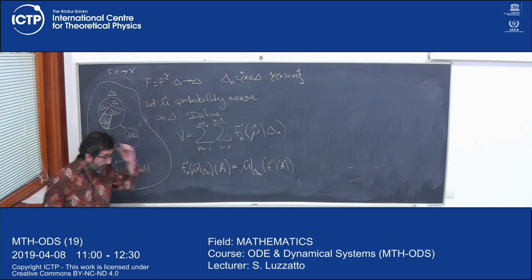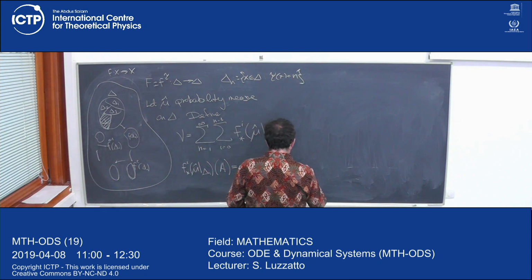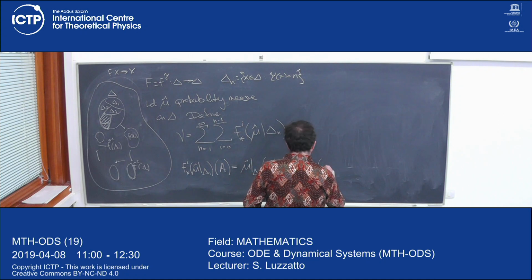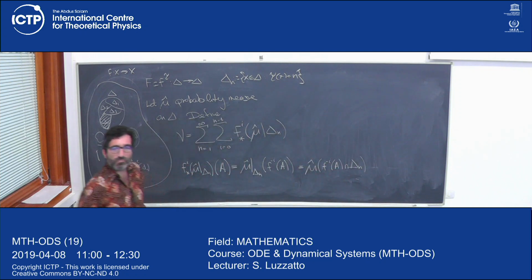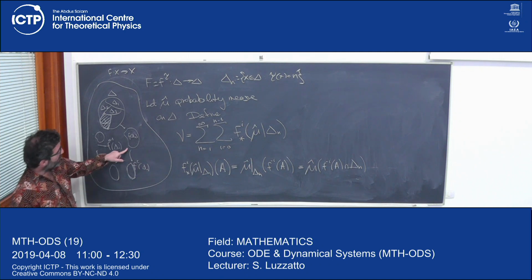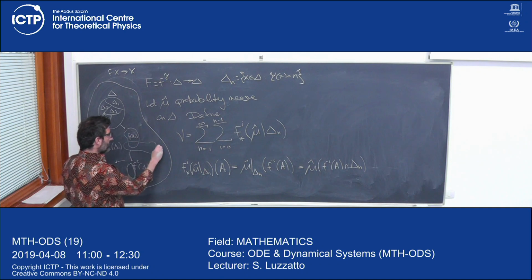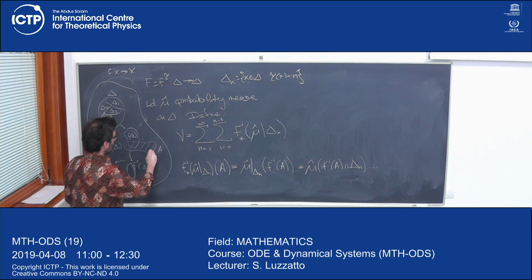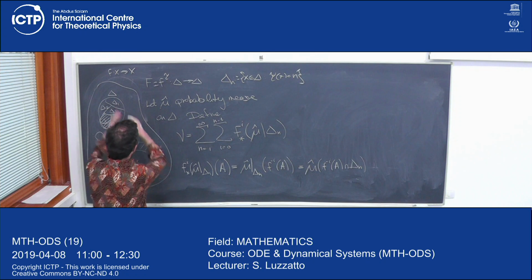And what does this mean, mu hat restricted to delta n? It means that we look at f^(-i) of A and we just look at the part that falls into delta n. So this is exactly, by definition, mu hat of f^(-i) of A intersection delta n. And what does that mean? Suppose your set A is like this. This is our set A, because we're taking some set A in our space.